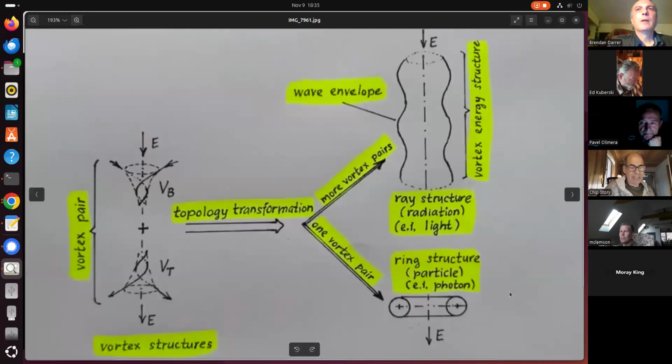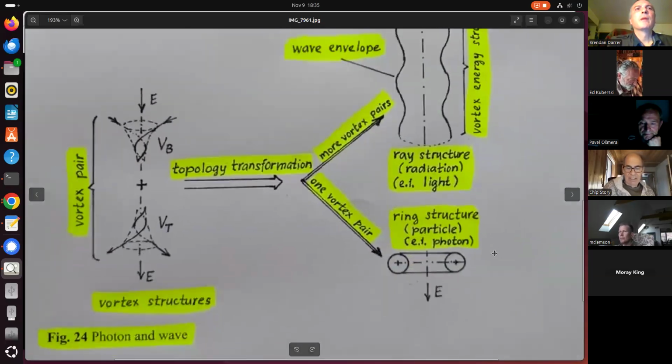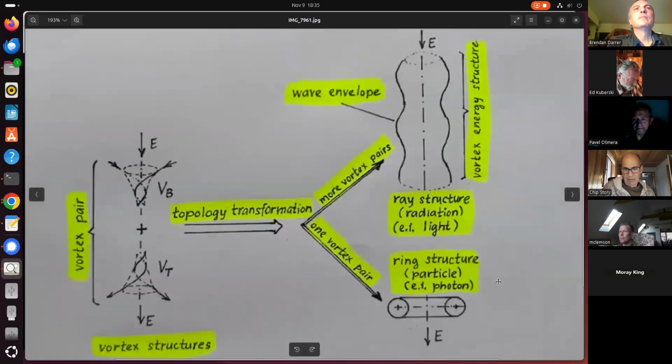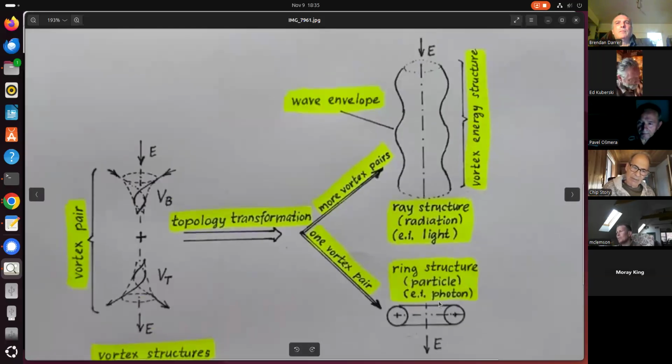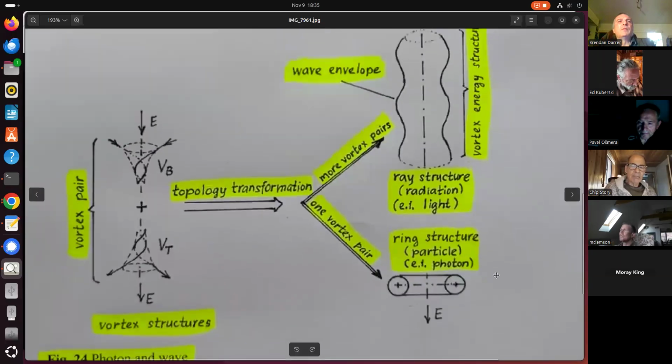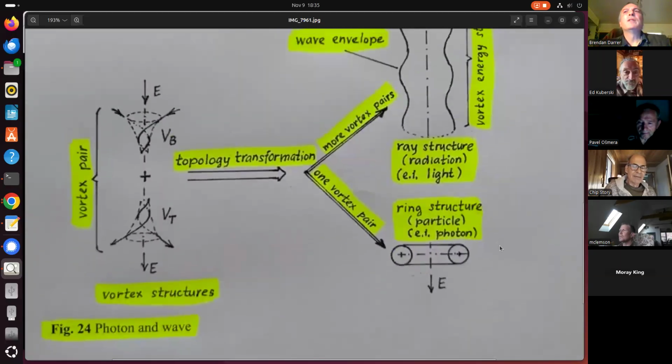Yeah, the twin vortex structures, kissing pine cones, as Dan Winter would say, a wave envelope, vortex pairs. I'm trying to disseminate this quickly. There's one vortex pair, ray structure, radiation, light, ring structure, particle. The whole thing is dependent on the frequency of the vortical spin, I suspect. Okay. That's interesting. That's so interesting for subquantum. You said the frequency of the vortical spin. You know the rotation.